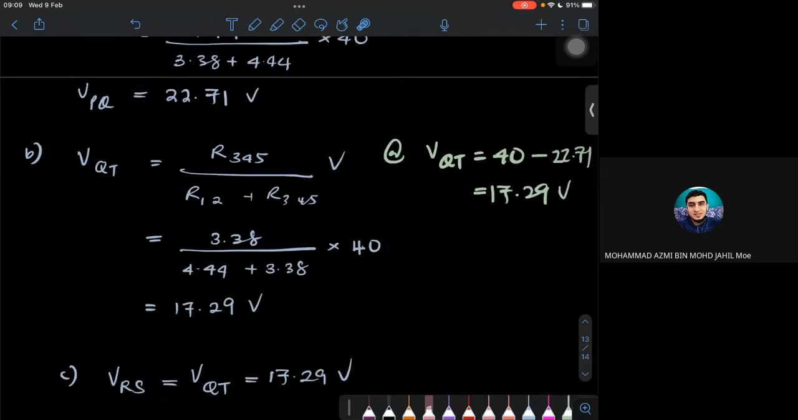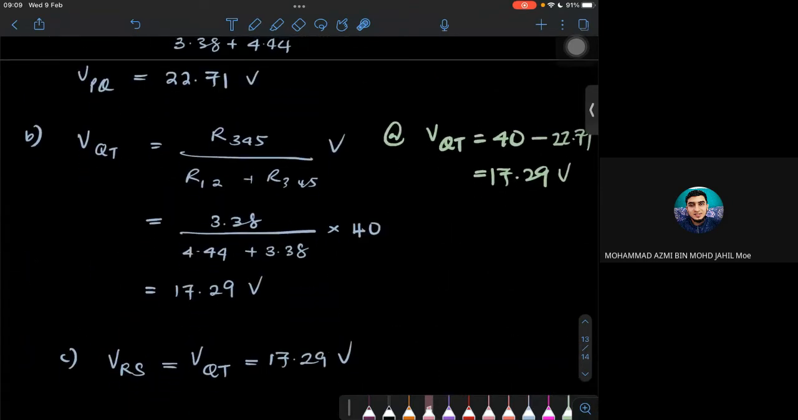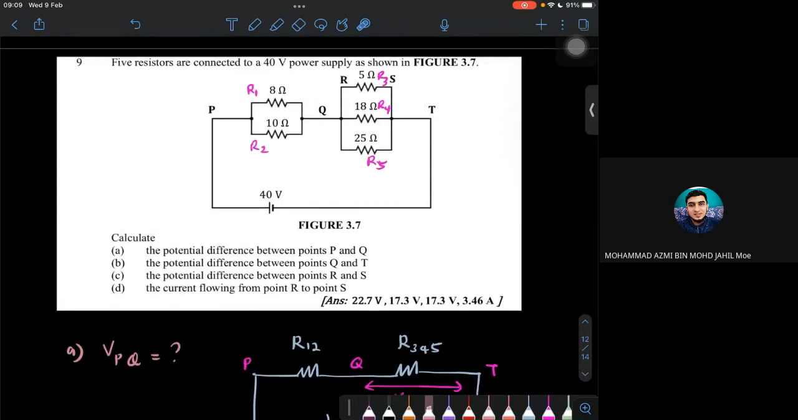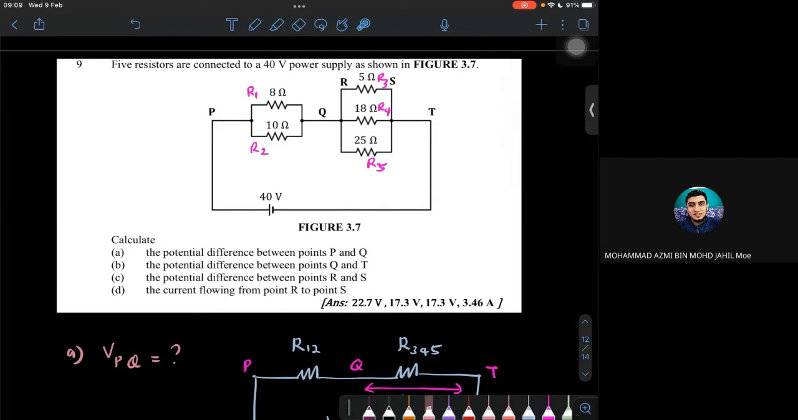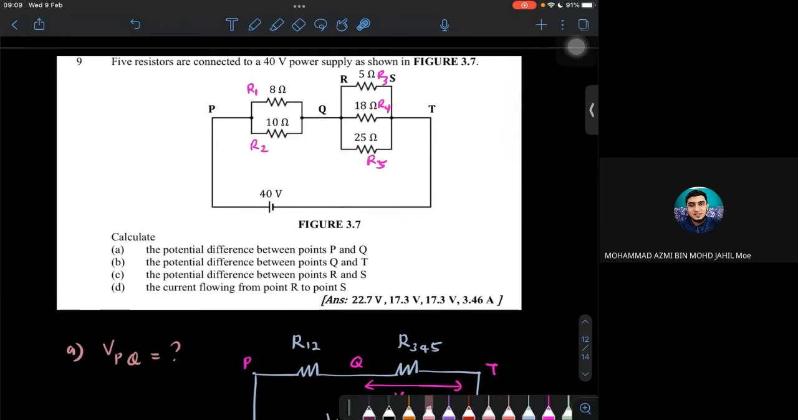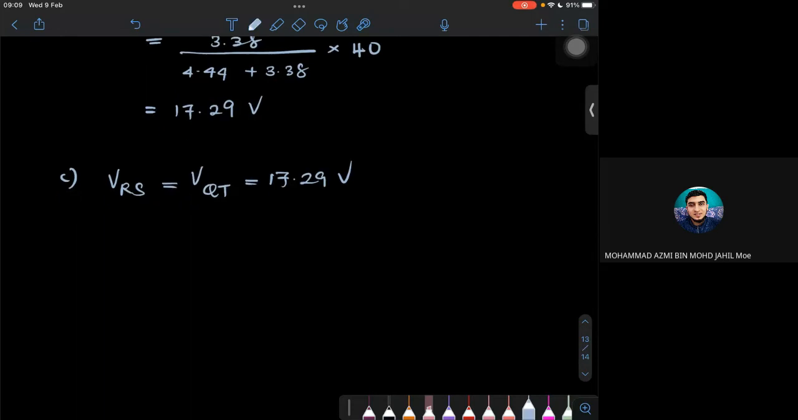Okay, can everyone see how we got the same answer? Any questions? Got it, Miss. Okay. Last one. Calculate the current flowing from point R to point S. So the current flowing at this resistor number 3. Meaning we want to find I3. Okay, question D, we want to find I3.